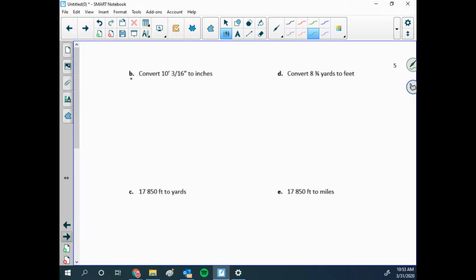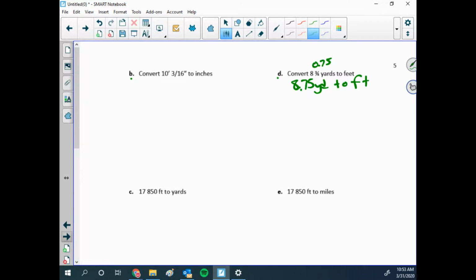I'm going to come back to B just because it's kind of different than the other ones here. So let's take a look at D. This says convert 8 3/4 yards to feet. Well, 3/4 yards is the same as saying 0.75. So this is really saying change 8.75 yards to feet. And when I look at it like that, it makes my life a little bit easier to comprehend. So let's solve this with a proportion.